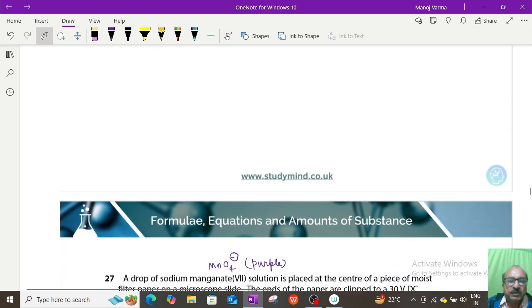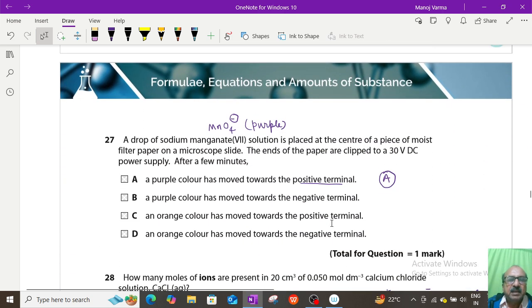Okay, now we go to question number 27. A drop of sodium manganate solution is placed at the center of a piece of moist filter paper on a microscope slide. The ends of the paper are clipped to a 30-volt DC power supply. After a few minutes, what is going to happen?